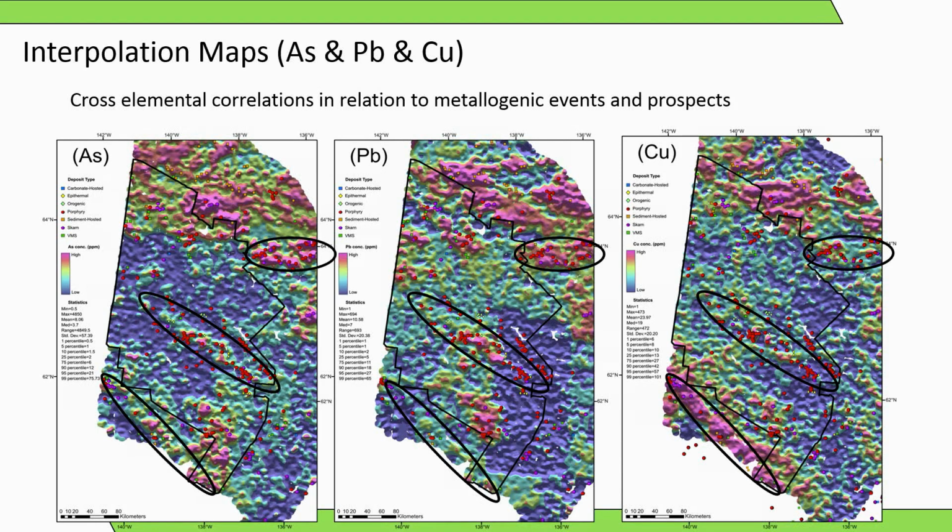The other thing we could do with this is look at multiple elements, like I previously said. Arsenic, lead, and copper both show linear anomalies in multiple areas in the north, central, and the south.